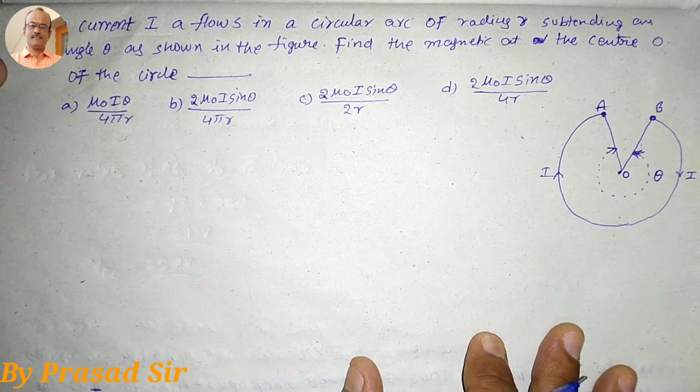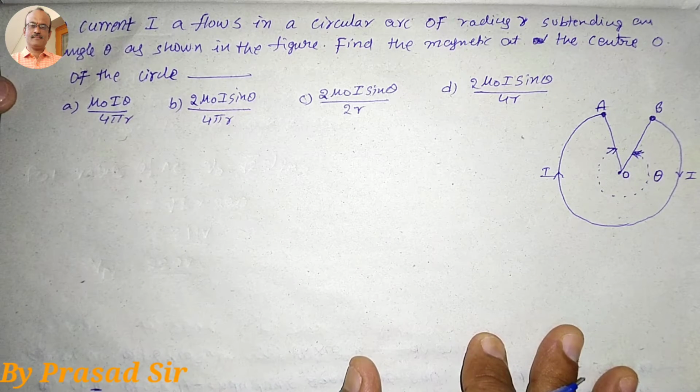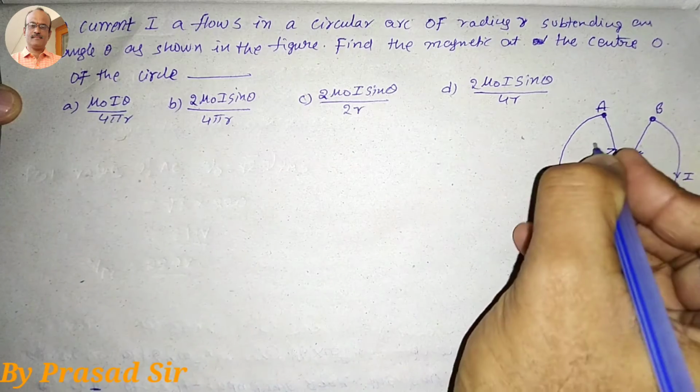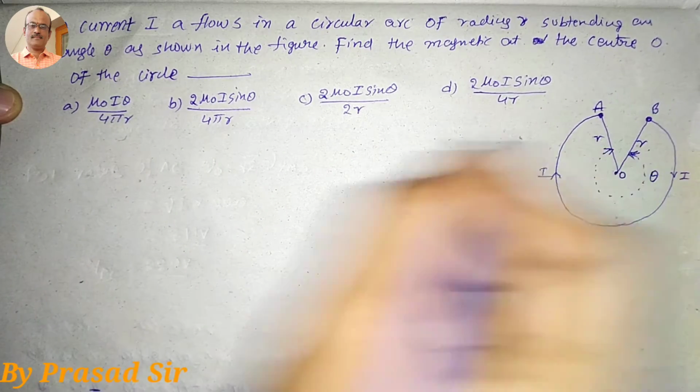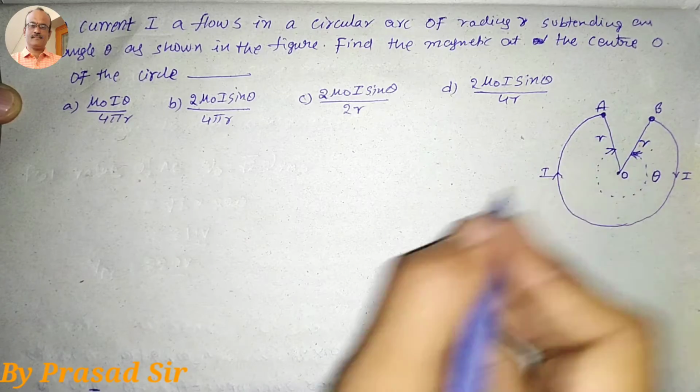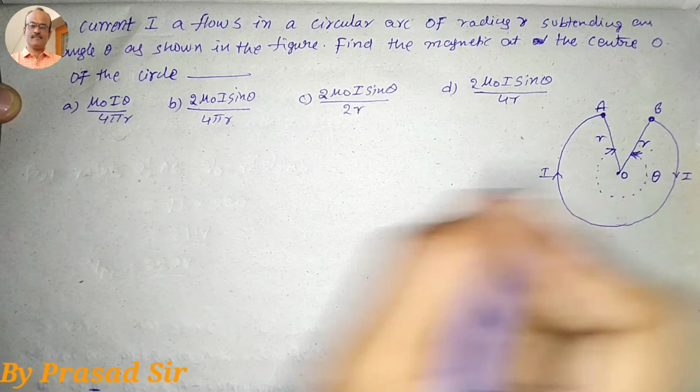Now the question number 31. A current I flows in a circular arc of radius r subtending an angle theta as shown in the figure. Find the magnetic field at the center O of the circle. So first of all, this is the radius r and this is the radius r. Current I flows through the circular arc of radius r subtending an angle theta here.